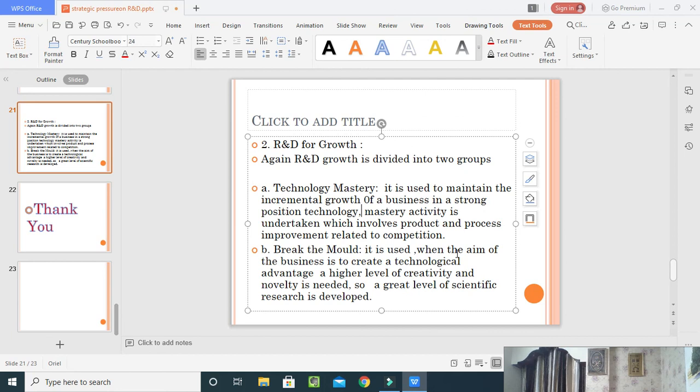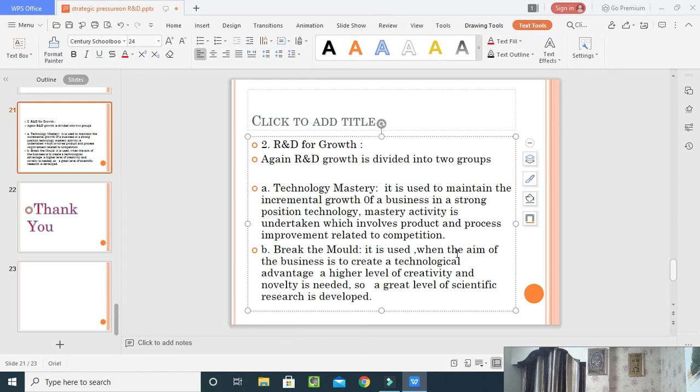Coming to the break the mold, it is used when the aim of the business is to create a technological advantage. A higher level of creativity and novelty is needed. So a great level of scientific research is developed. I repeat, technology mastery is used for working with the competition.